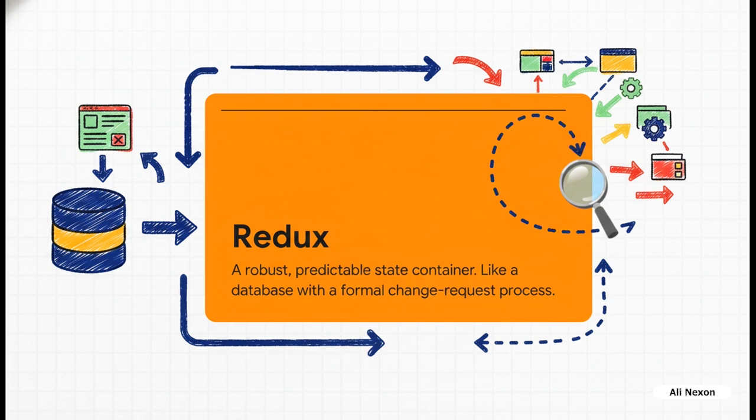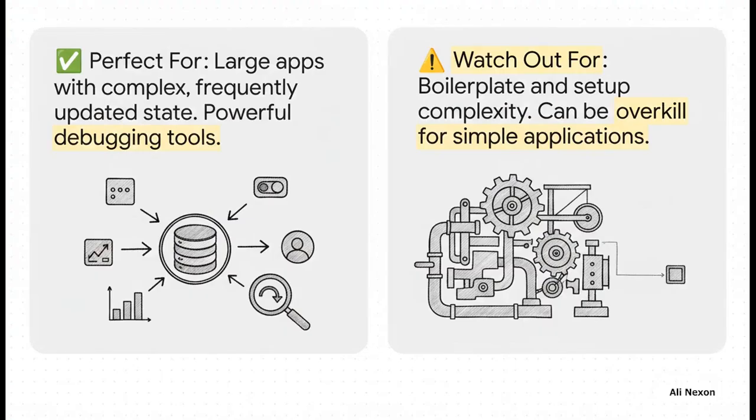Sure, it's more setup, but what you get in return is an incredibly robust, predictable, and fully auditable system for your state. Redux is really built for those large-scale apps where tons of different components all rely on the same piece of data, and that data is changing constantly. And the developer tools are just amazing. You can literally rewind your app state to see what happened. But all that power comes at a cost, and that cost is boilerplate. For a simple app, using Redux is like using a sledgehammer to crack a nut. It's just over-engineering, plain and simple.